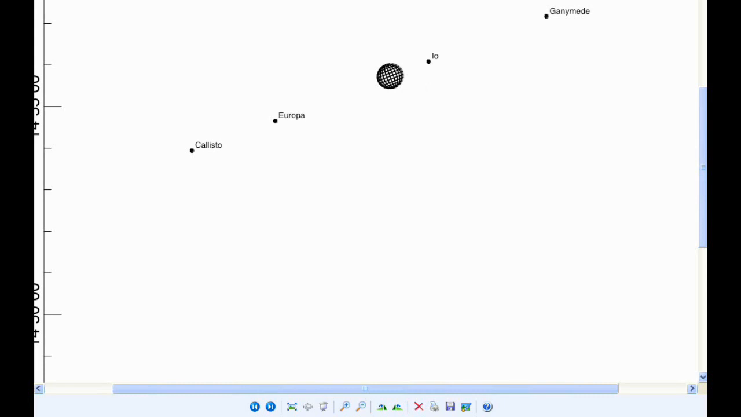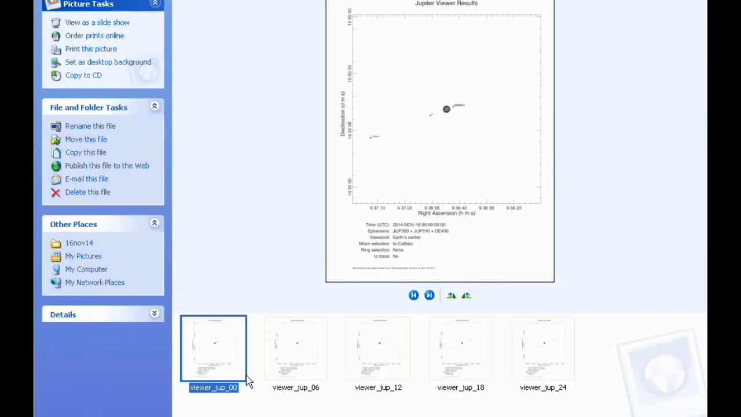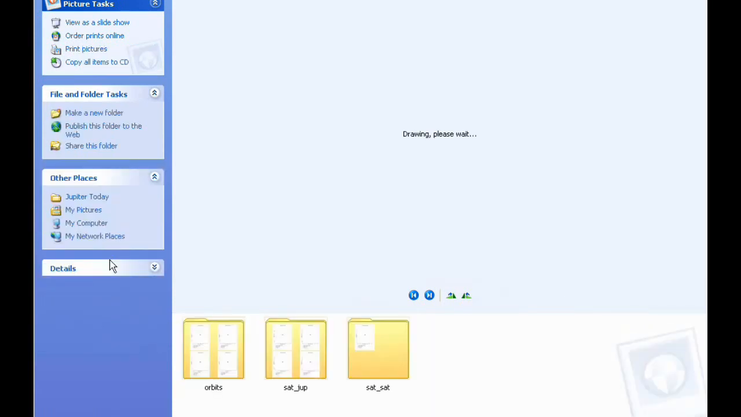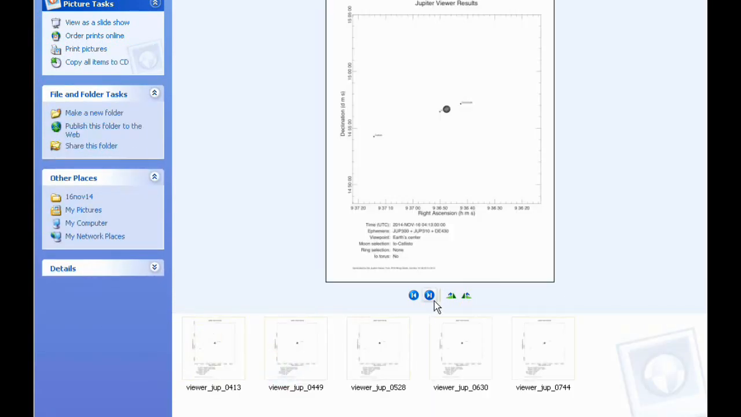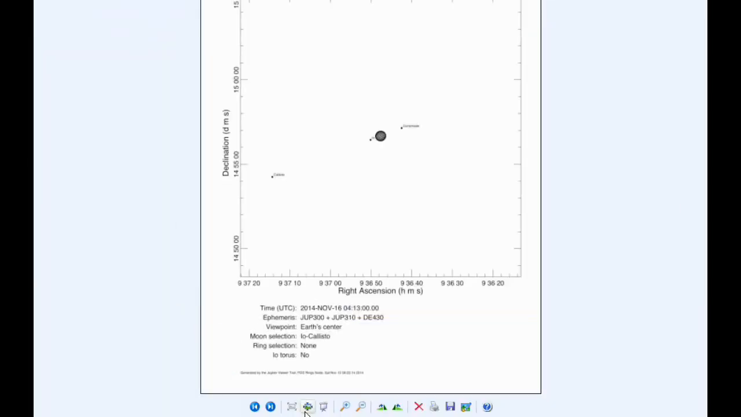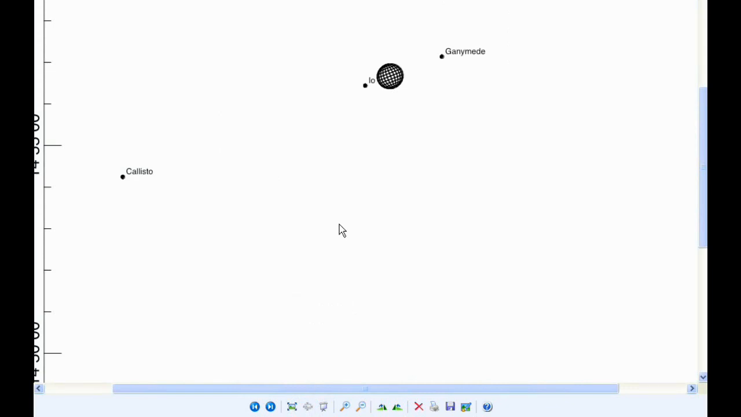Jupiter satellite events. At 4:13 UTC, the shadow of Io appears on the disk of Jupiter. At 4:49 UTC, Europa reappears from behind Jupiter.